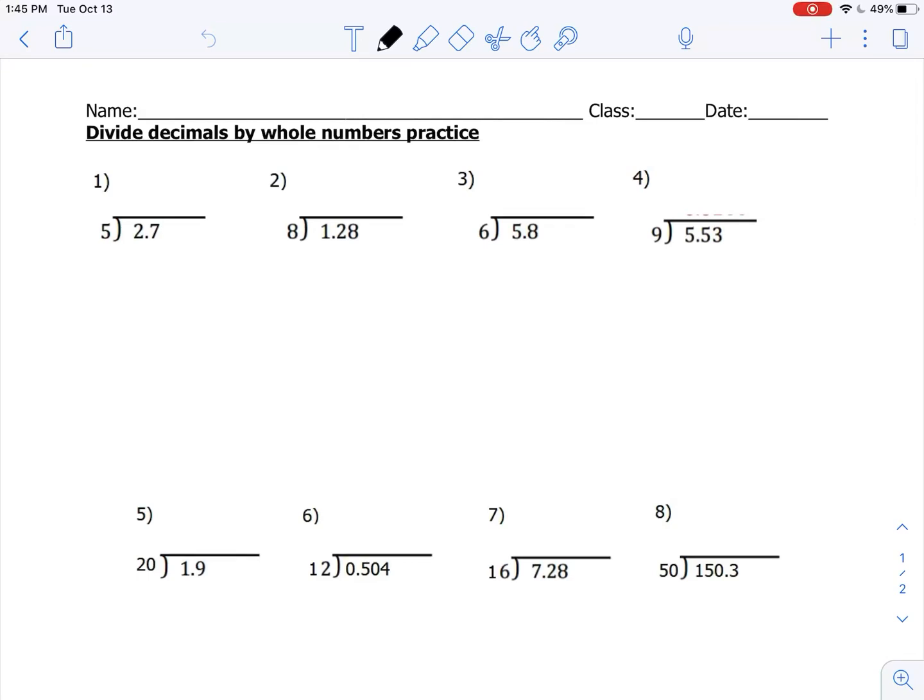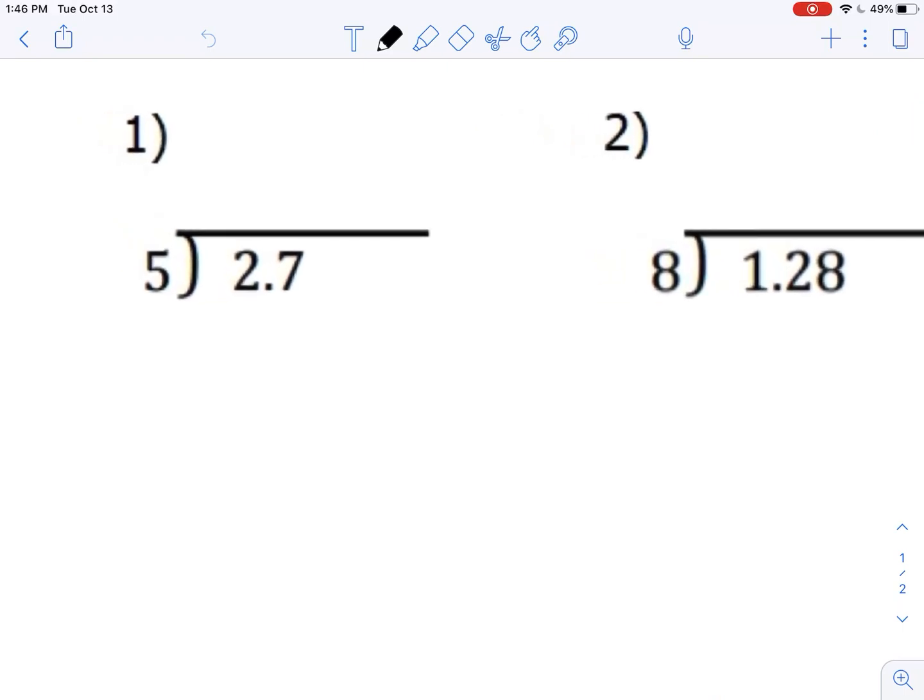Hi ladies and gentlemen, today we are going to go over the practice for dividing decimals by whole numbers. So let's get started with question number 1. I'm going to zoom right in here.